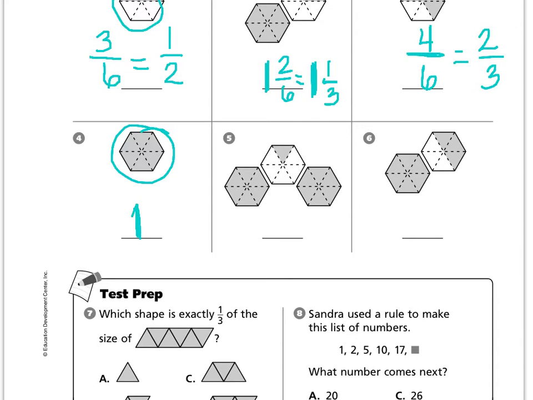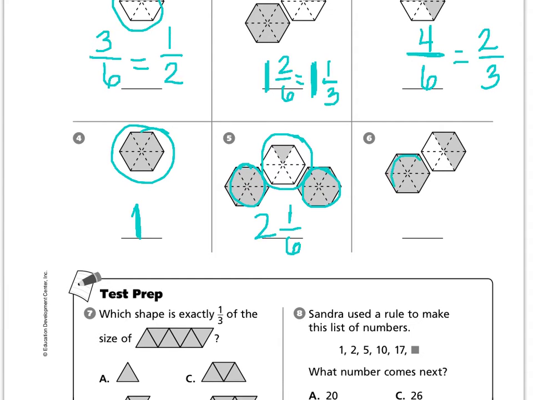Number 5, I have 2 full shaded ones, and then I have 1 piece out of 6 right here. Now that cannot be reduced any further because 1 is the lowest number, and 1 goes into 1 one time, and it goes into 6 6 times, so it would stay the same.